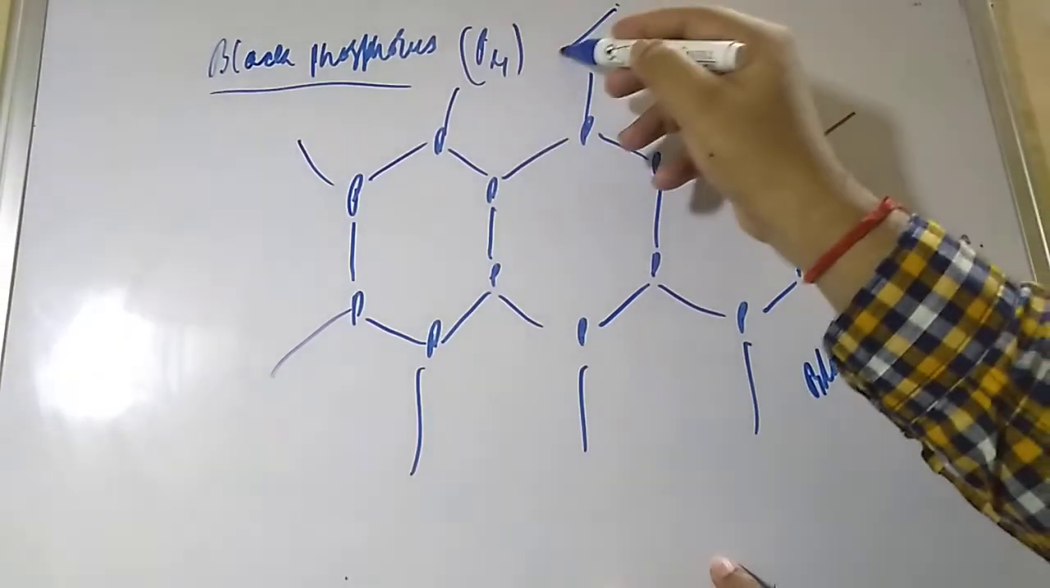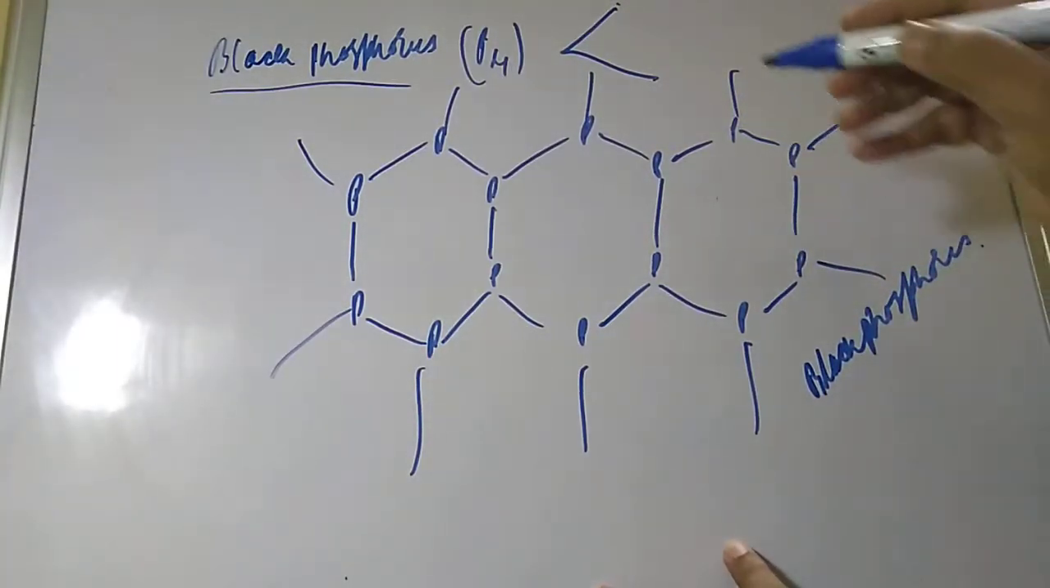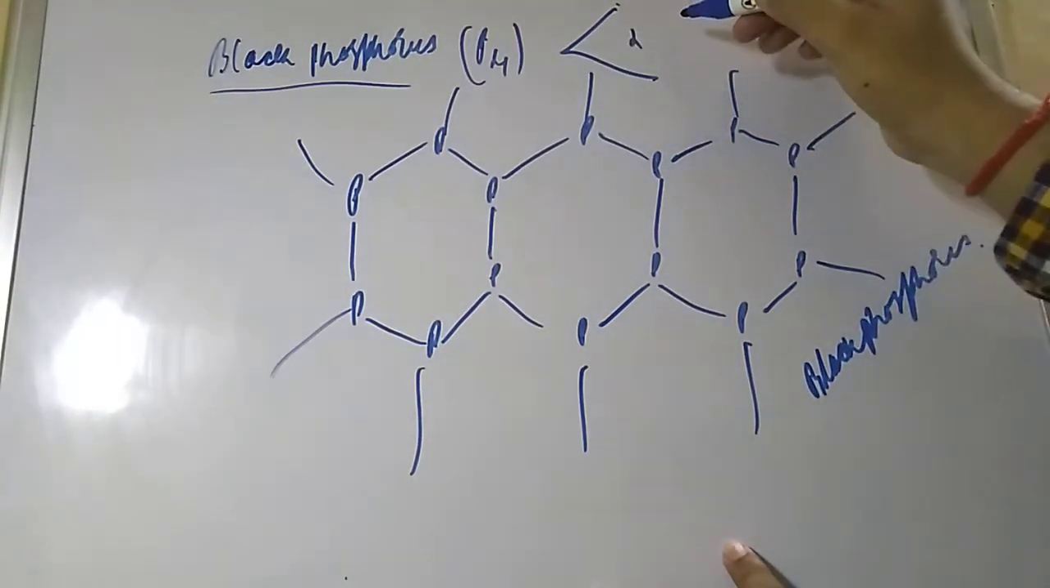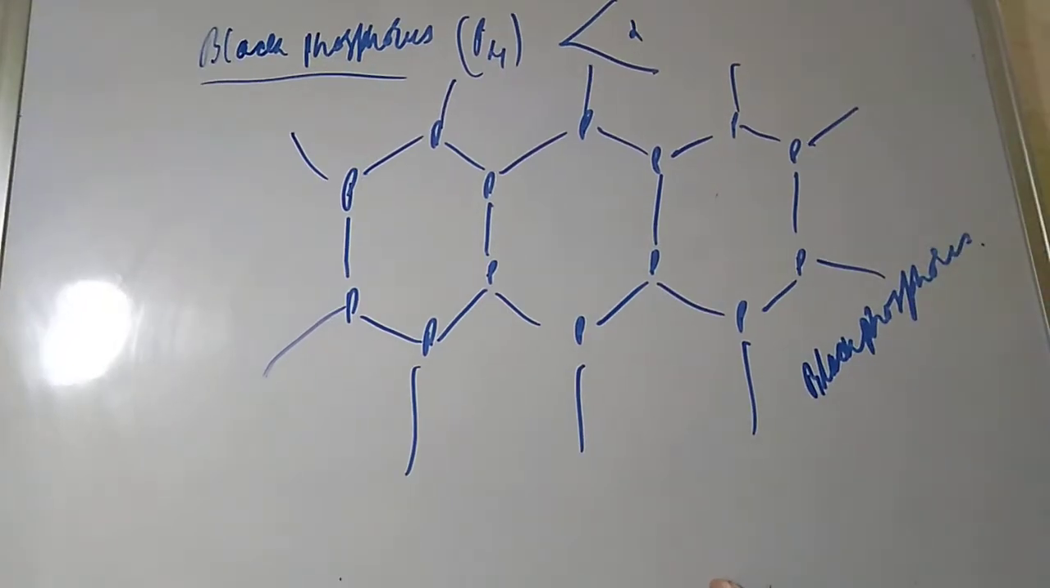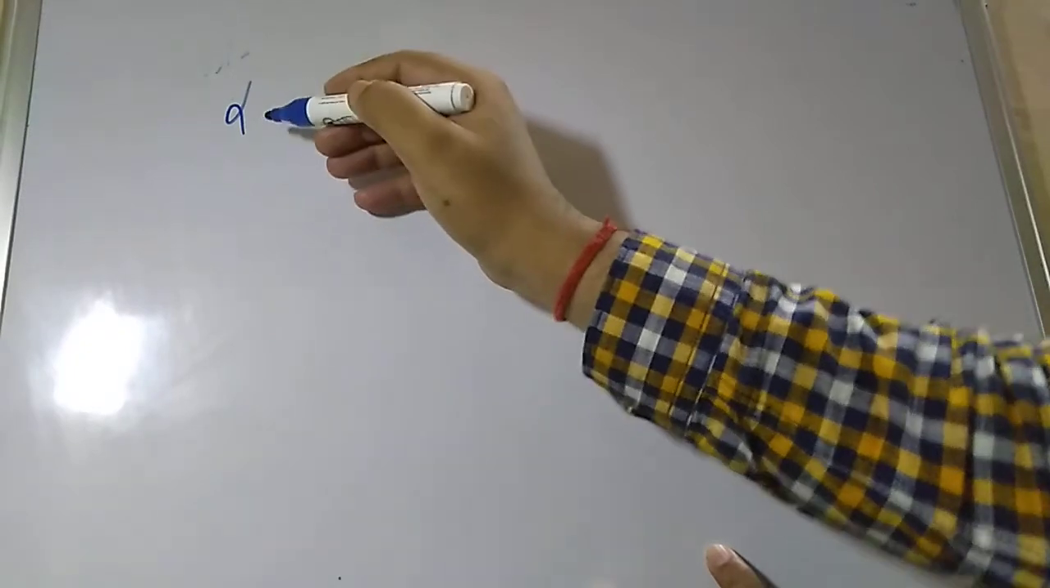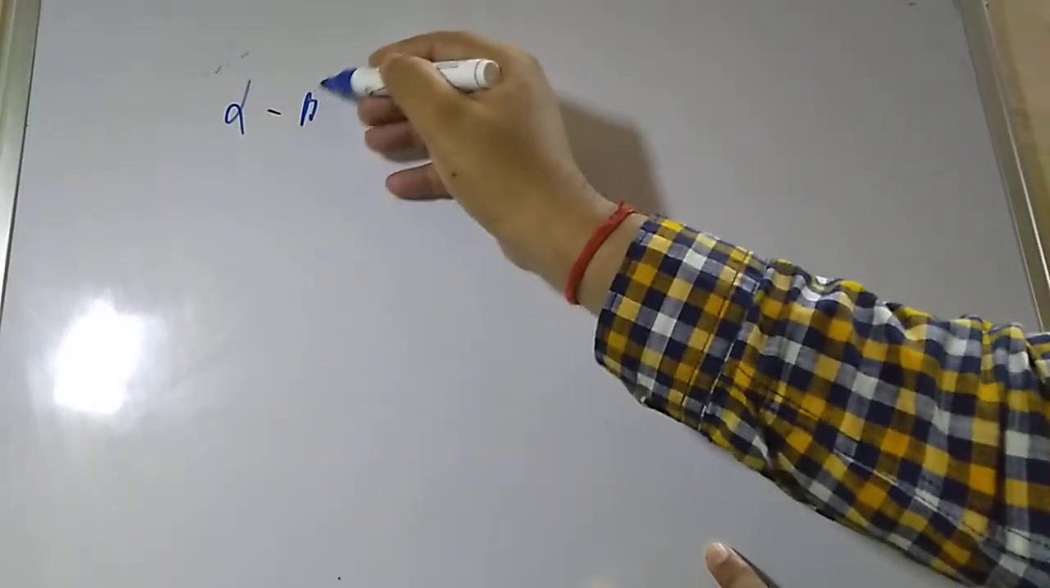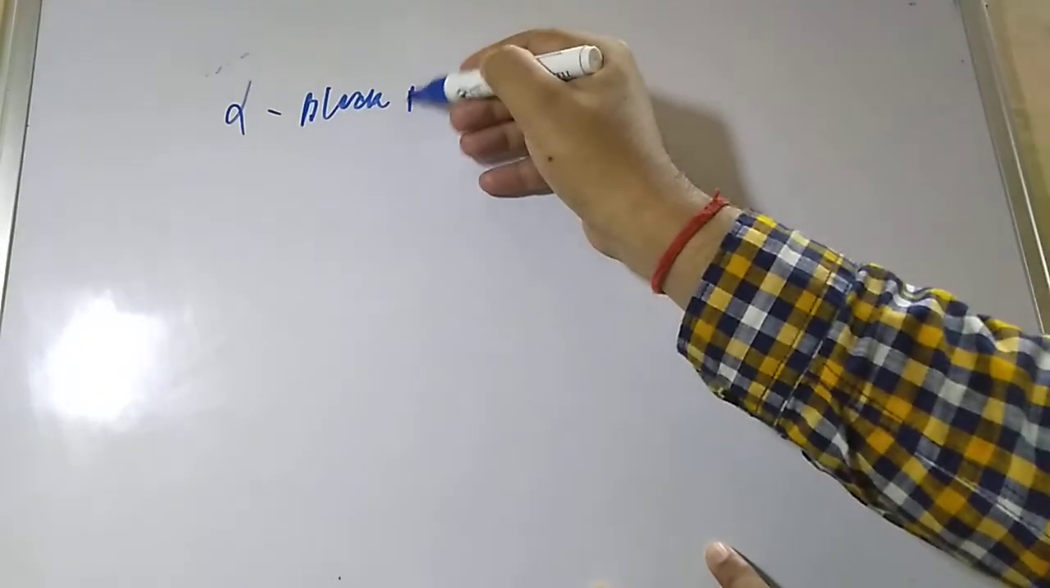Black phosphorus is of two types. The first one is alpha black phosphorus and the second one is beta black phosphorus. So let us see, this is alpha black phosphorus.